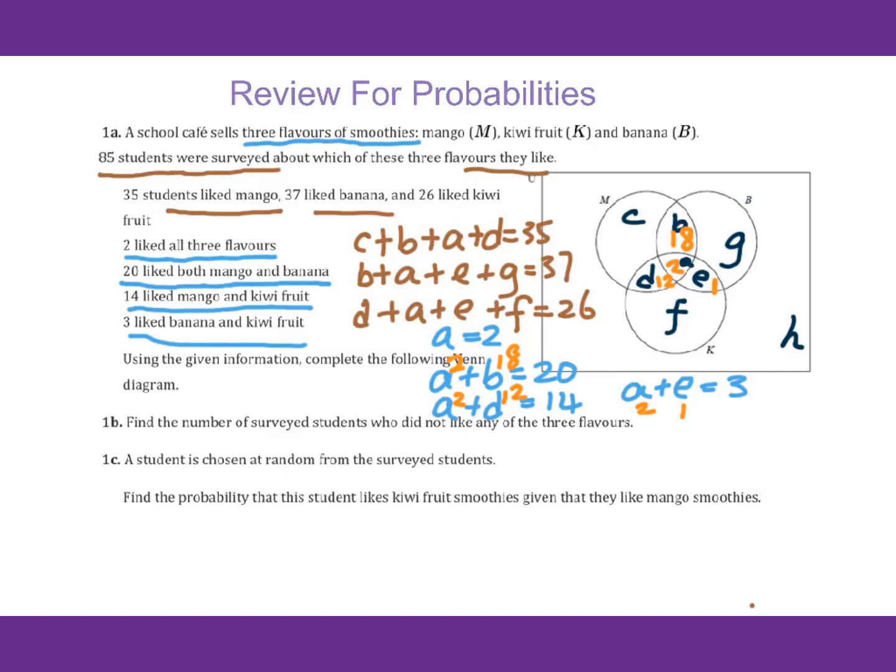Now we try to get this C. Since A, B, D is given, A is 2, B is 18, D equals 12. Then you can get the C equals 3. We can get G from this equation. So we have B equals 18, 2, E is 1. Then for this G, you use 37 minus 21 will get 16.